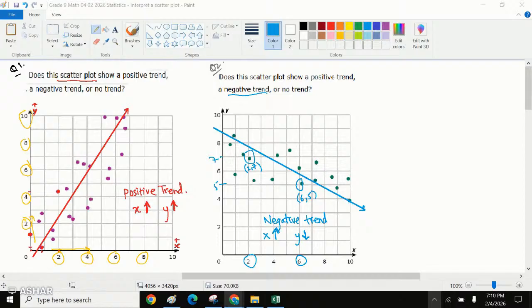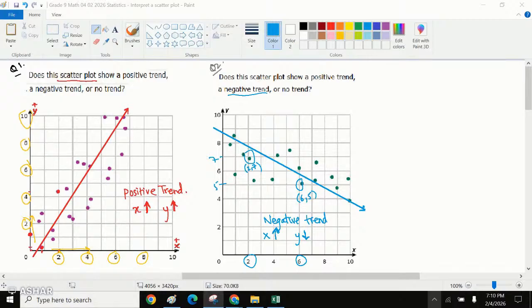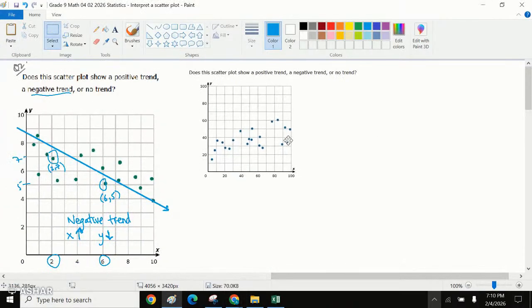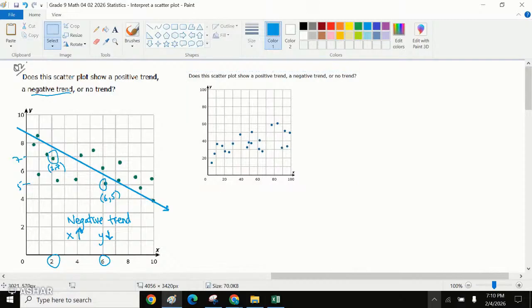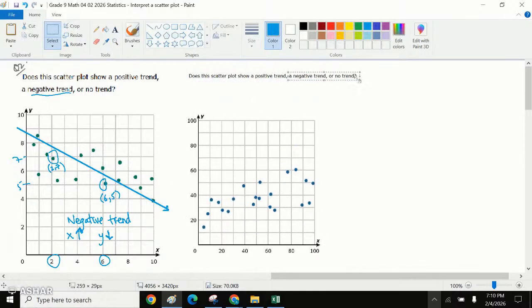Okay, moving ahead to the next. So the next question says, does this scatter plot show a positive trend or a negative or no trend? Today we are just trying to identify. We are not trying to find the answers. We're just trying to identify. So the question is given over here. This is our question number 3.